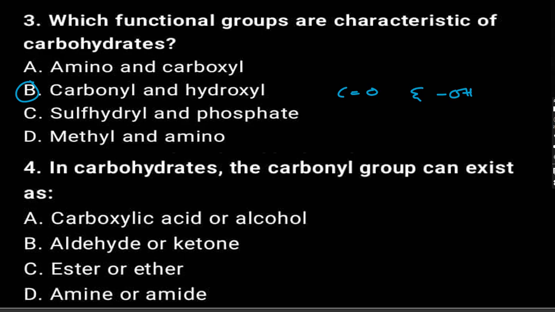In carbohydrates, the carbonyl group can exist as what? This is what I was actually talking about: we have two functional groups, but the carbonyl group has a special part, which exists as an aldehyde or ketone. When it is on the first carbon, it is called an aldehyde, and if it is on another carbon rather than the first carbon, it is called a ketone.